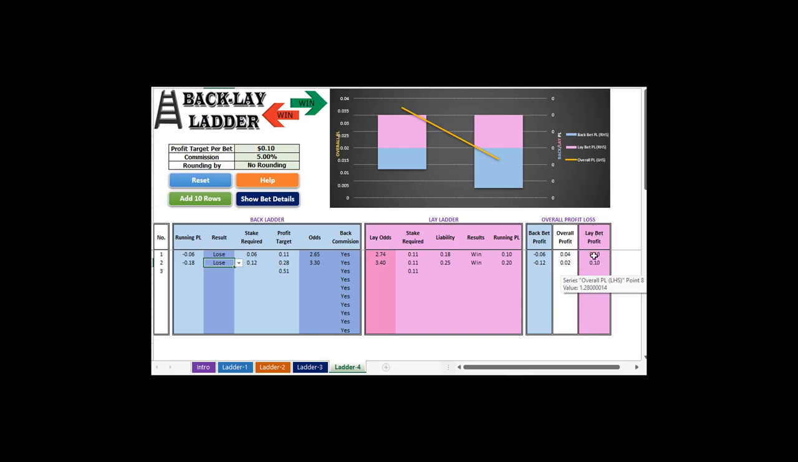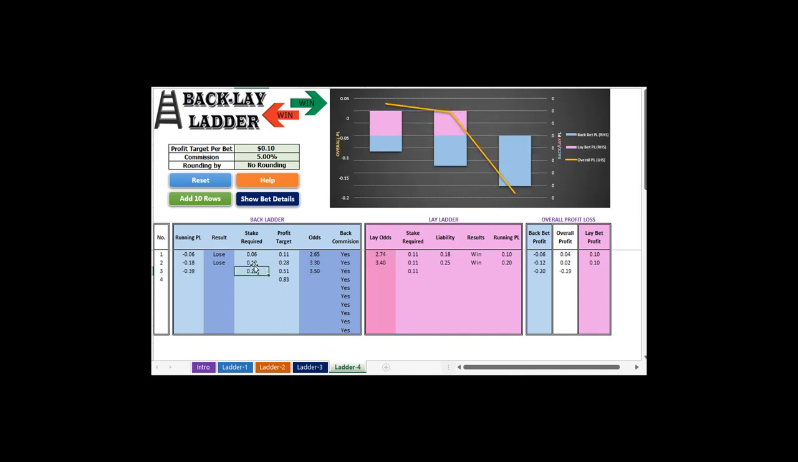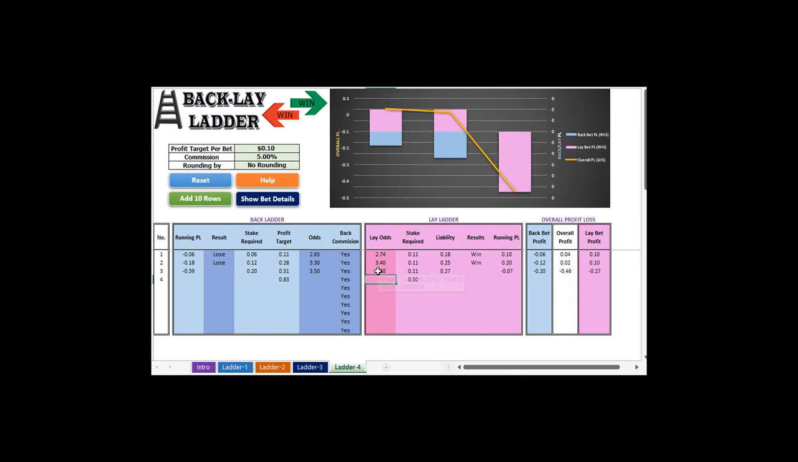So if we come to here, here's our running total on our lay bets. You can see we're in 20p profit, and our running profit on the back ladder is down to minus 18. So the next one comes in, and you notice that the prices are low because I'm backing the favourites. So you can see there at 3.5, we've got to put 20p on the next one, and it's obviously the lay bet at 3.6, and it's at 11p again.